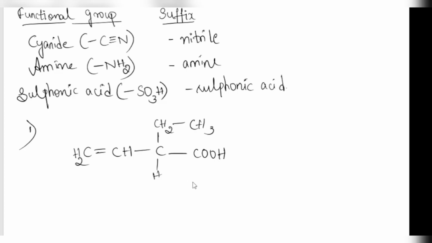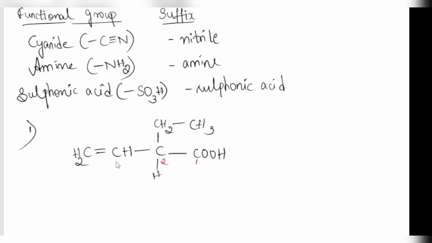First of all, from where do I have to start the numbering? From where the functional group starts, that carbon gets priority 1, correct? For that carbon I give the number 1. Then the alpha position, alpha meaning adjacent to the functional group, this particular carbon atom gets number 2. Then I have two options. Here two carbons are there, and here also two carbons are there.